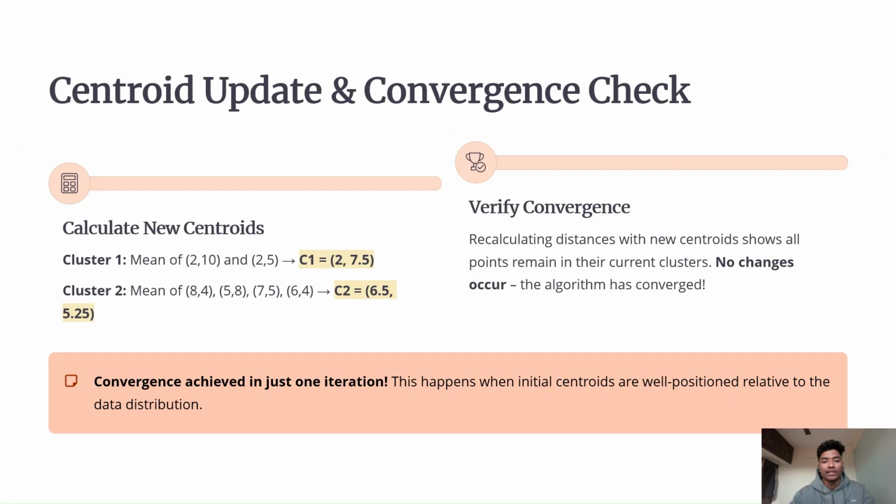Then we recheck distances using the new centroids. Since no points change clusters, k-means has converged. Interestingly, we reached convergence in just one iteration because the initial centroids were well placed.